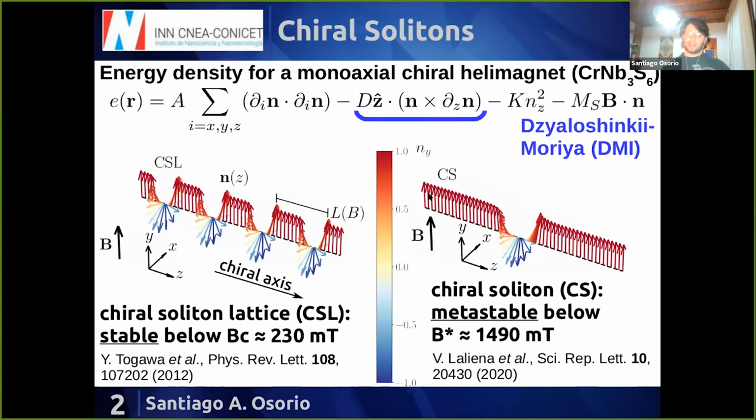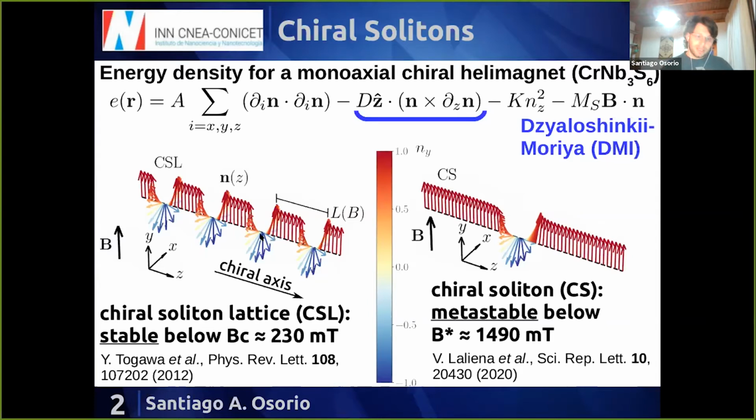The monoaxial character of this helimagnet has to do with a strong anisotropy in the Dzyaloshinskii-Moriya term that acts mainly along a specific direction, which defines a chiral axis, which in this case lies along the z-axis. And for these compounds at low magnetic field, the ground state corresponds to a chiral soliton lattice, which consists of a regular arrangement of chiral solitons.